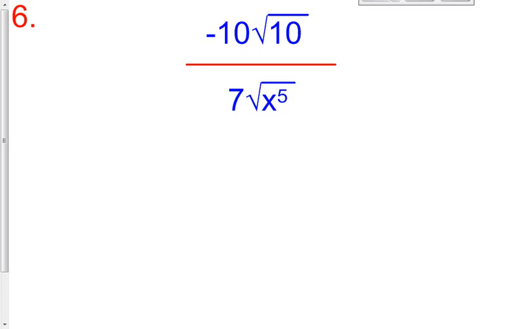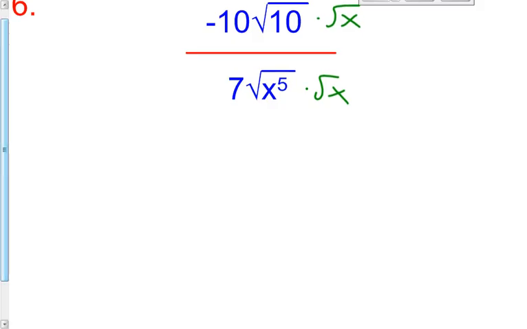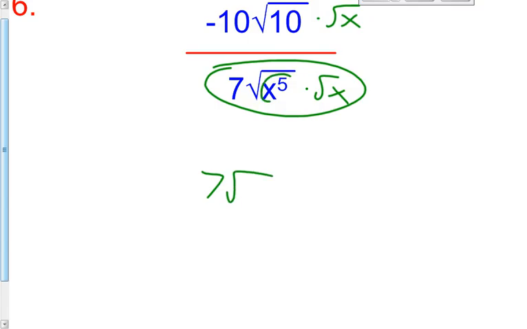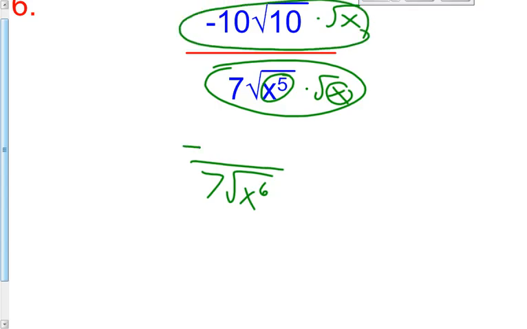If I just multiply this one by the square root of x, if I do that to the bottom, I have to do that to the top. Now watch what happens. In the denominator here, I would have 7 square root. Now the square root of x to the 5th times the square root of x to the 1st is the square root of x to the 6th. And in the numerator, this portion, I would have a negative 10 square root 10x.